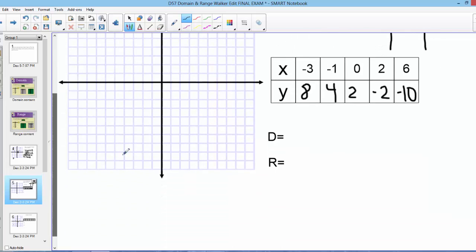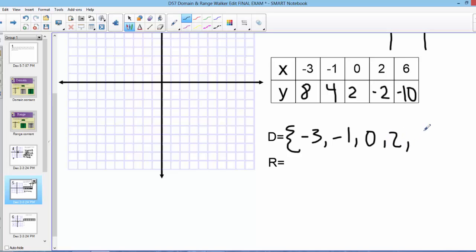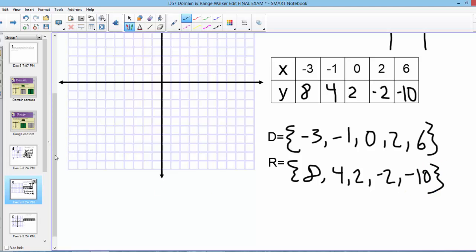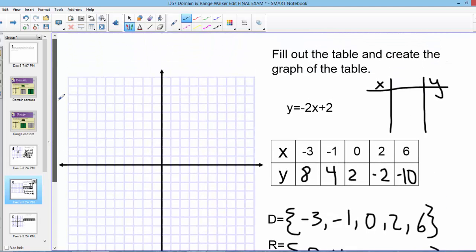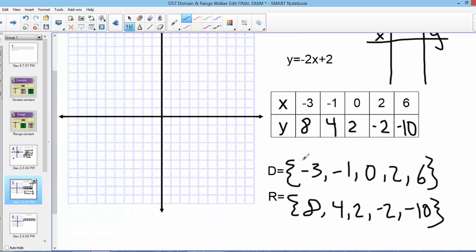So before we graph it, let's write the domain and range. Negative 3, negative 1, 0, 2, and 6. For the range, we have 8, 4, 2, negative 2, and finally negative 10. Now, as we should know, these will come from ordered pairs.